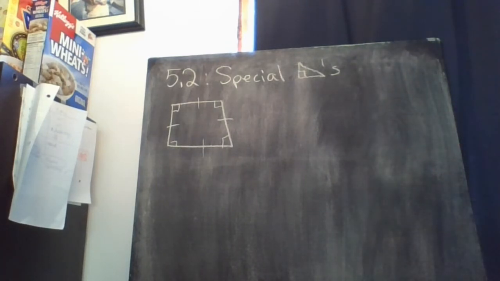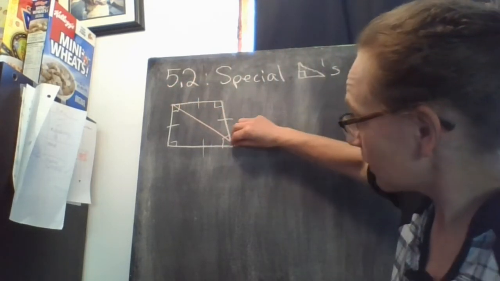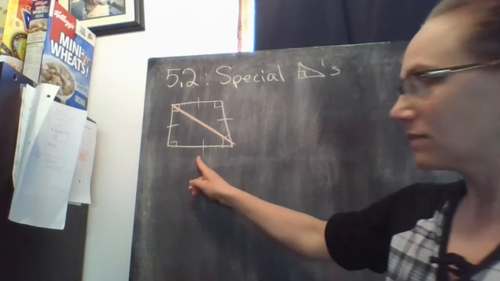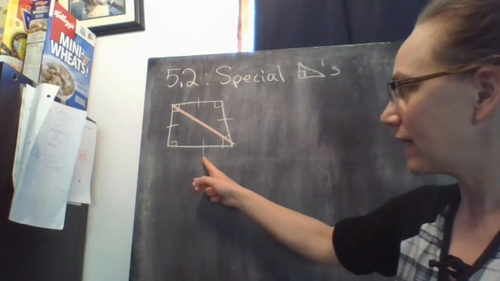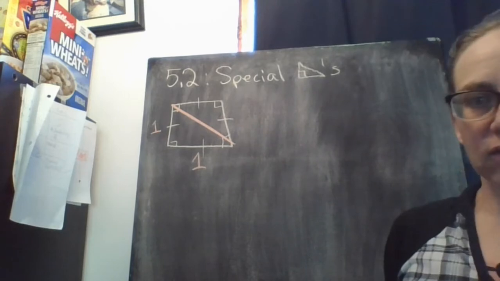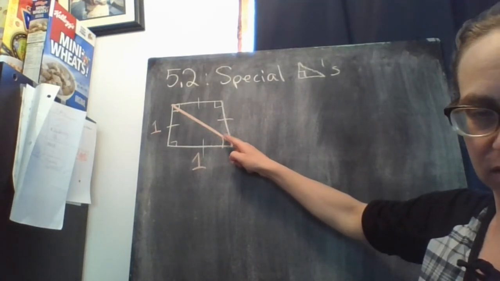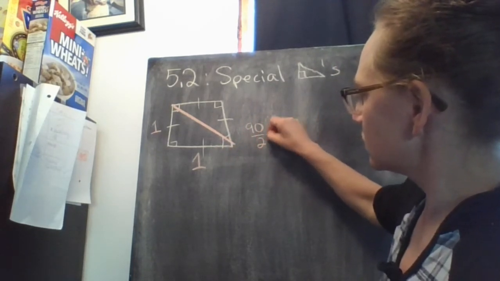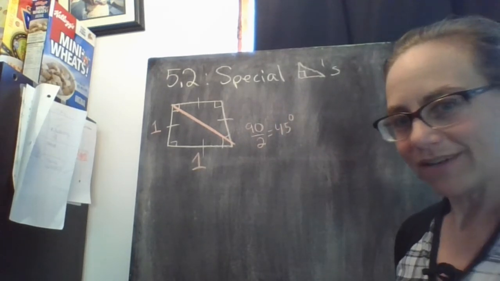What happens if I take that square and throw a diagonal down the middle? Well, what do I know? These are both the same size, so it doesn't matter which side they are, they're going to be the same length. So if I give this a side length of 1, this one has to be a side length of 1. And I just divided that 90 degree angle into 2. Well, 90 divided by 2 is 45 degrees. So there's special triangle number 1.